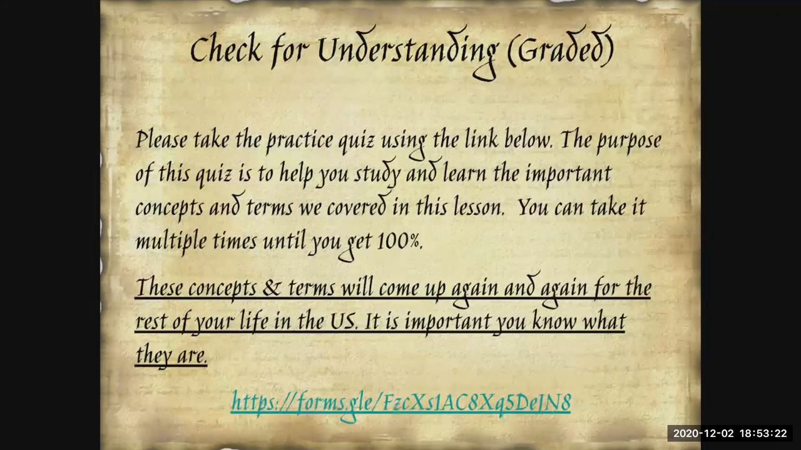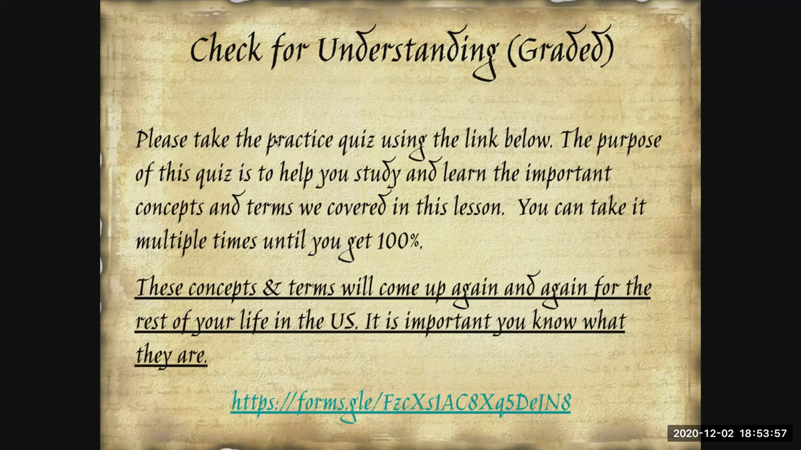So now at the bottom of your lesson guide, there is a graded check for understanding. What you're going to do is take this practice quiz. The purpose of the quiz is to help you study and learn the important concepts and terms that we covered in this lesson. These terms are going to come back over and over again. And it's really important that you understand these terms as well as the concepts that came out of the Constitutional Convention. So, this quiz, you can take it multiple times until you get 100%.